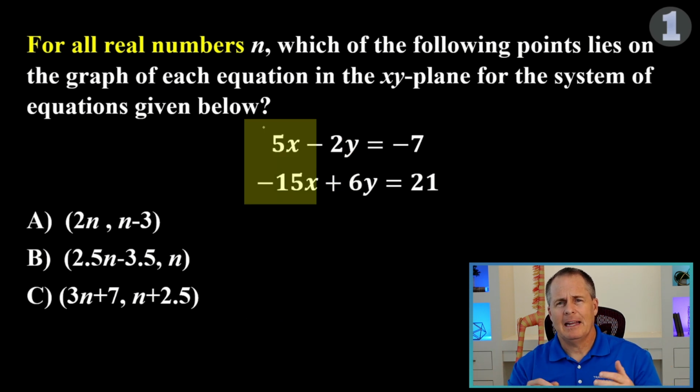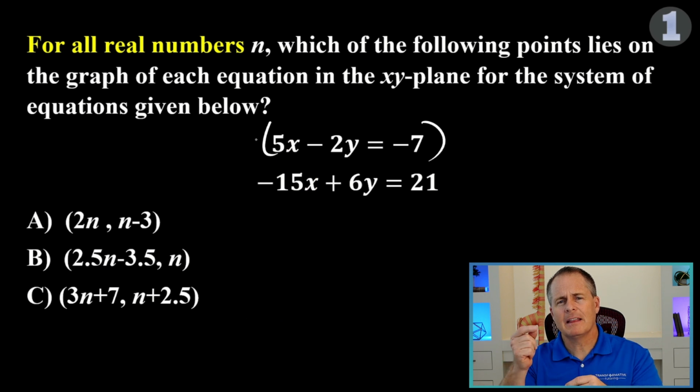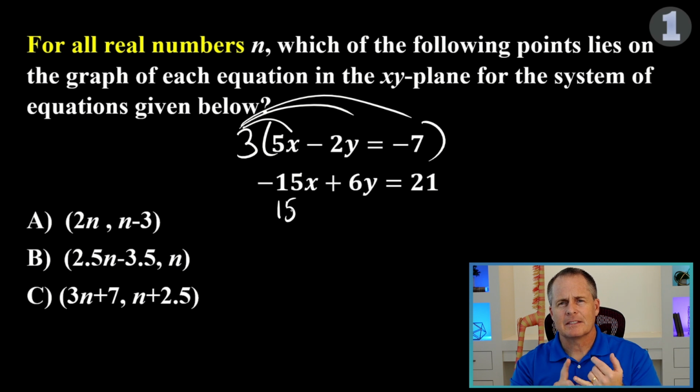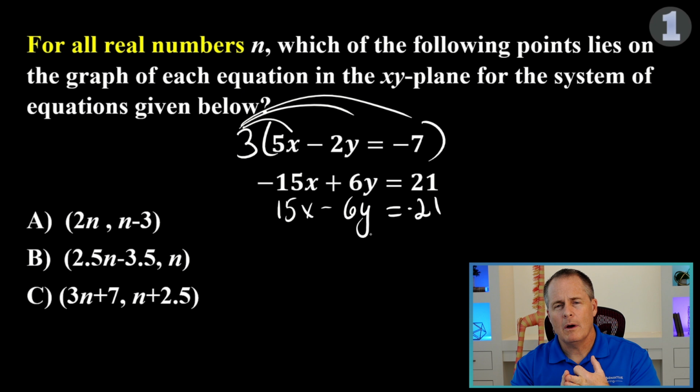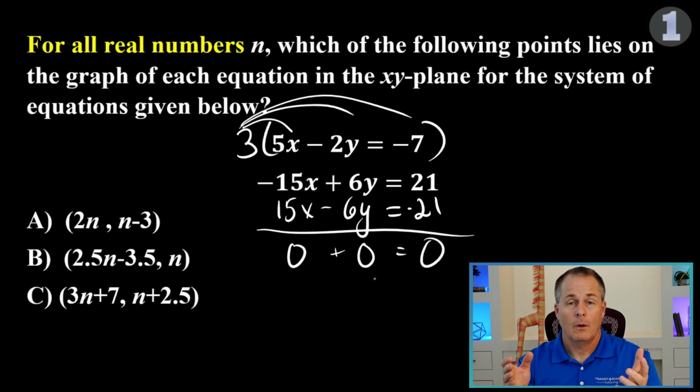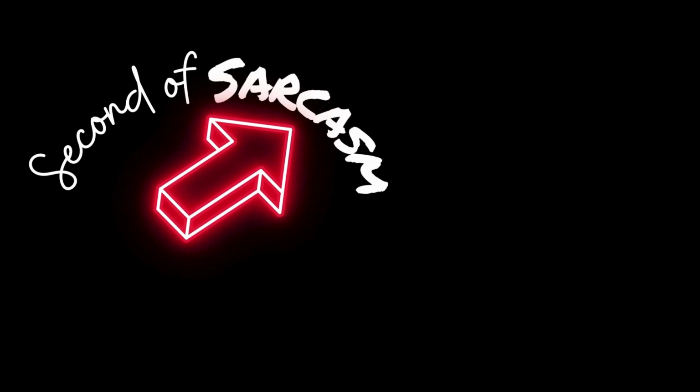I'm going to eliminate the x's by multiplying everything in the top equation by 3. That gets us 15x minus 6y equals negative 21. When you combine the two equations, everything cancels out. Wait, what? And all of those months of practicing on systems of equations in school seem even more pointless than before.